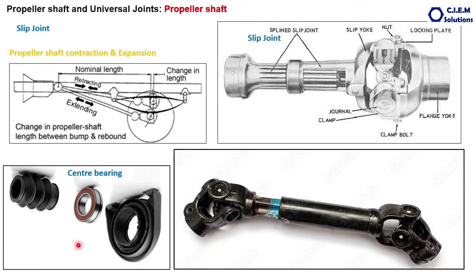This is the center bearing used in the two-piece propeller shaft. This is the metallic steel bearing, and this is the rubber cushioning member to give cushioning to this bearing, and this is the rubber boot protecting this bearing from the dust. This is the sealed bearing. This is the sealed lubricating bearing.